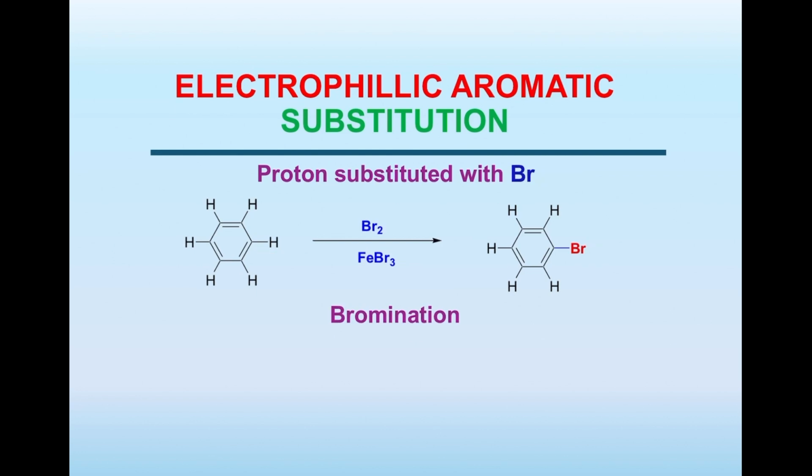In this example, we see that the proton has been substituted with a bromine, and that's because you form what's called a bromonium ion intermediate by the reaction between bromine and iron tribromide, FeBr3, and that reaction is called bromination.